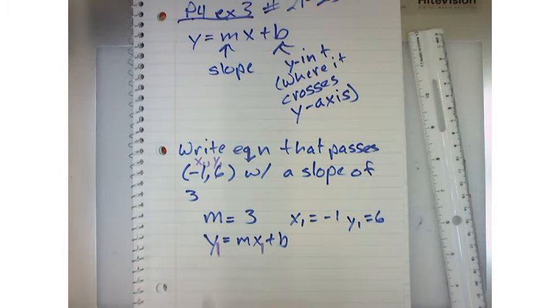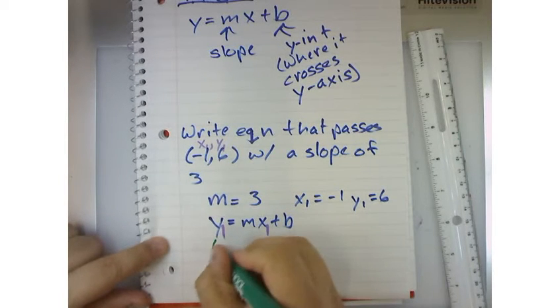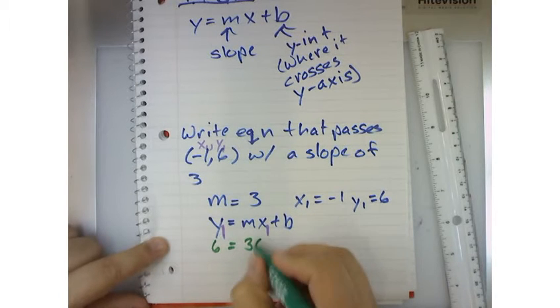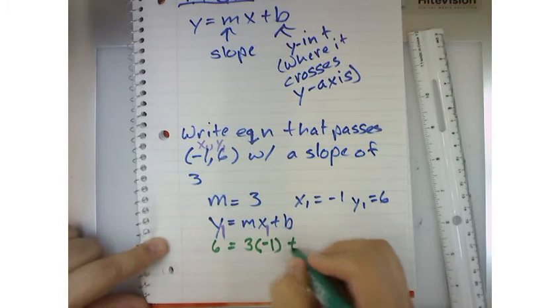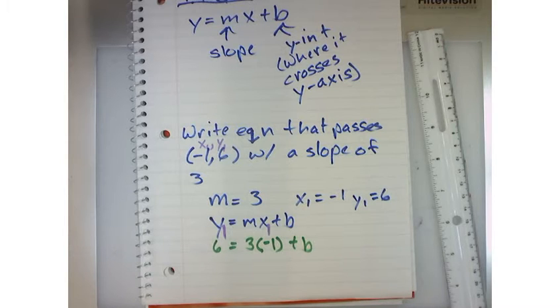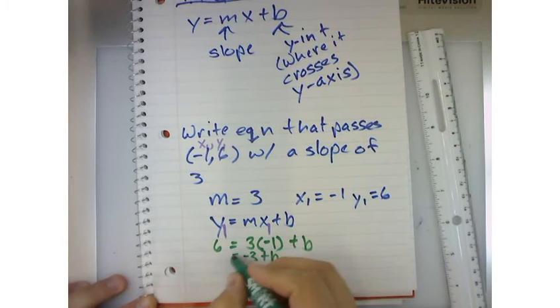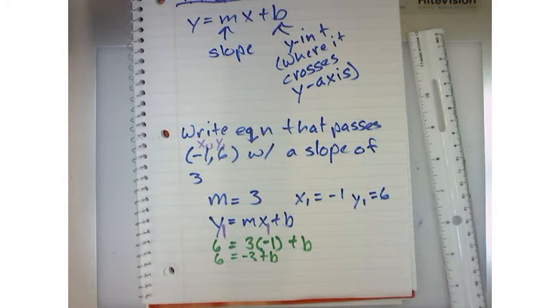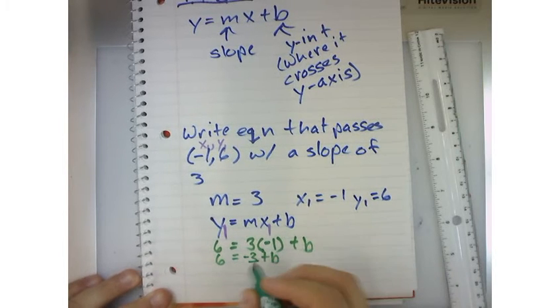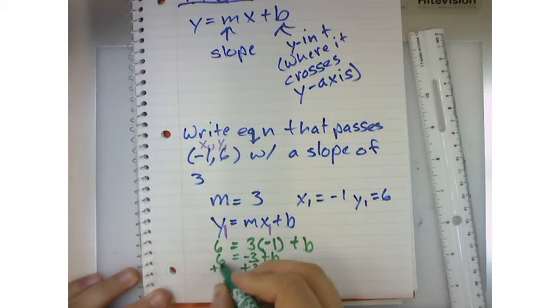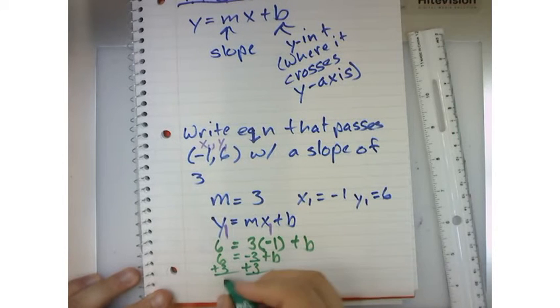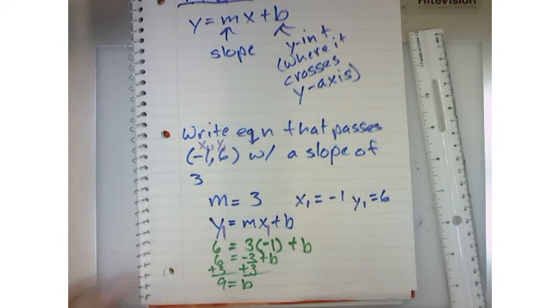So we're going to plug in 6 is equal to 3 times the quantity -1 plus b, and we don't know what b is. So this becomes -3 plus b. So b is the number that we subtract 3 from to get 6. So what's b? Or we could just solve, if that's a little too much for you guys early in the morning. So we could say that b is equal to 9, right?